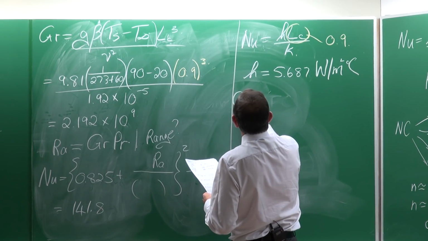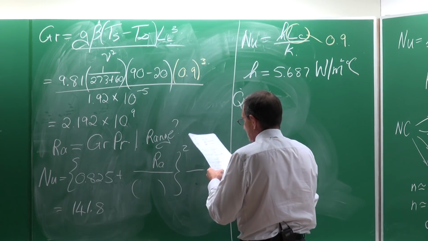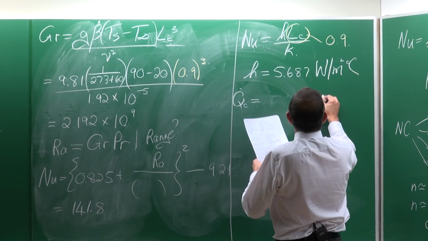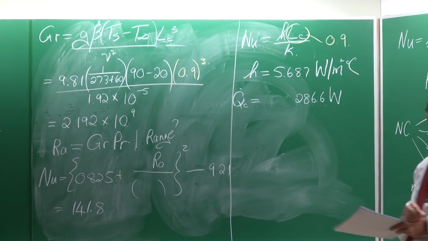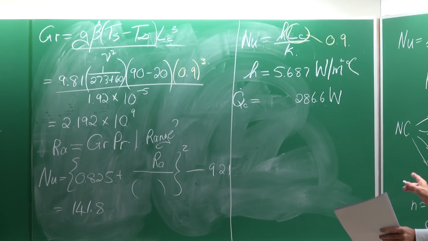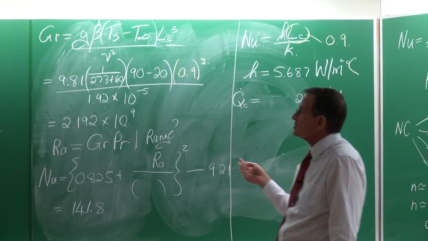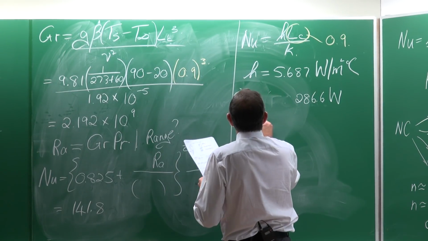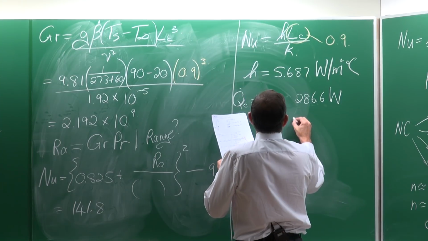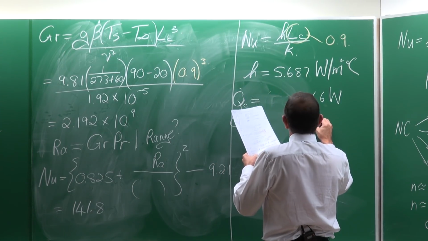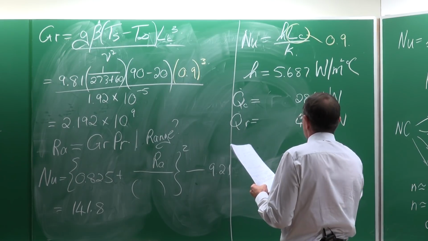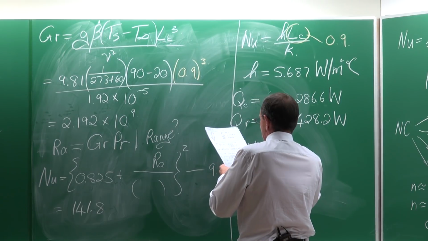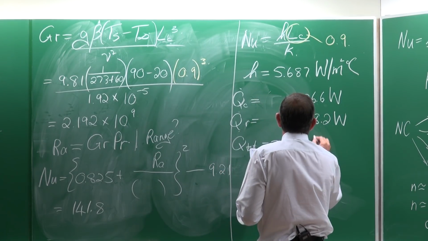We can calculate the heat transfer rate through convection. It is equal to 286.6 watts, as we've done in the previous problem. The area is going to be, of course, 0.9 multiplied by 0.7. We can calculate the radiation heat transfer, and the radiation heat transfer is equal to 428.2 watts. And therefore, we can calculate the total heat transfer rate as 714.8 watts.